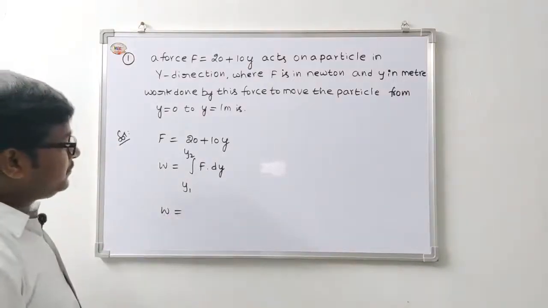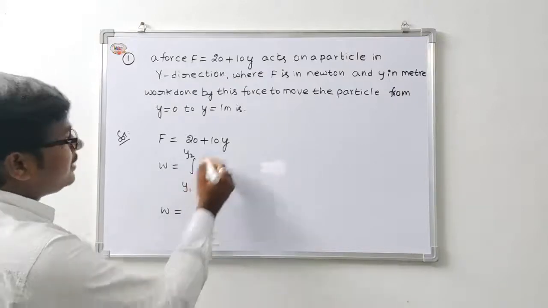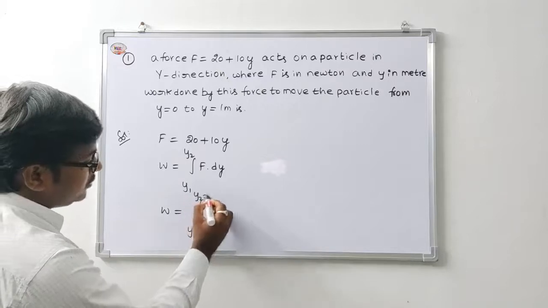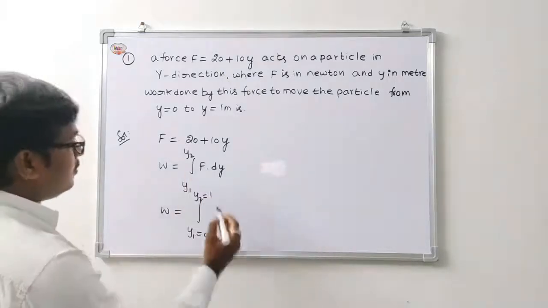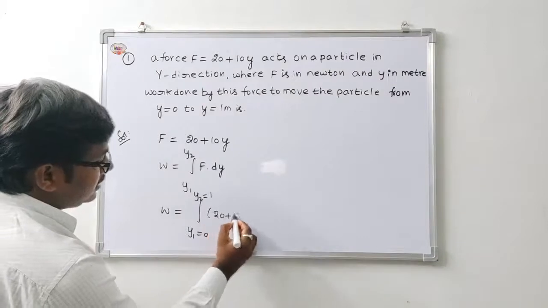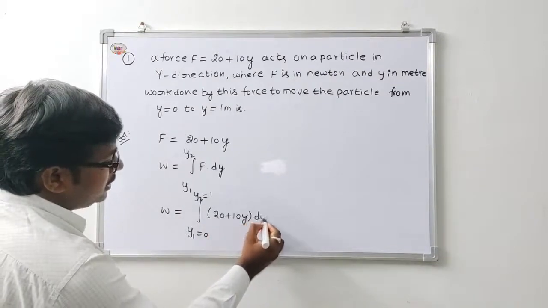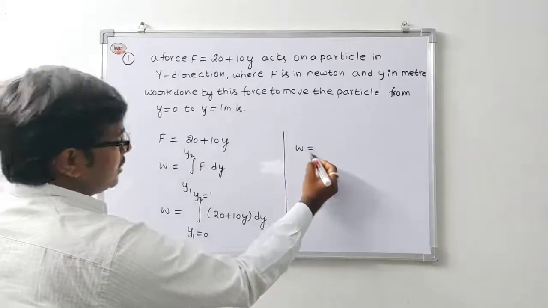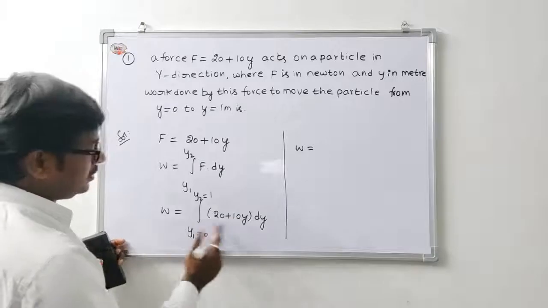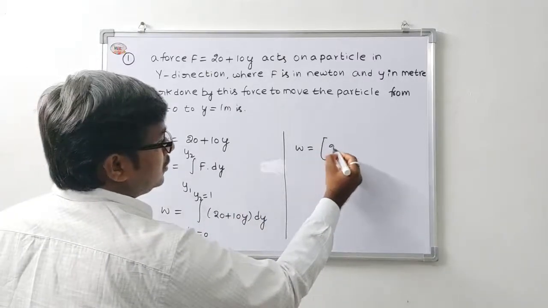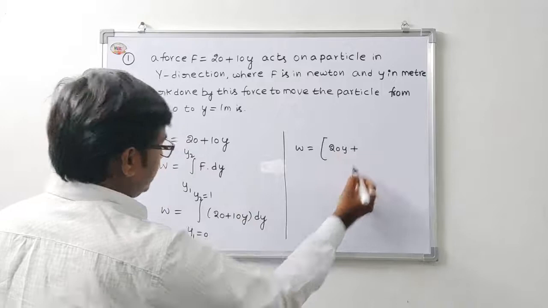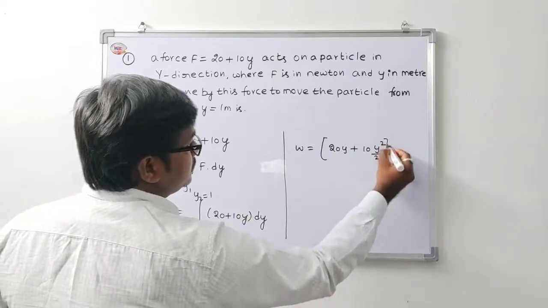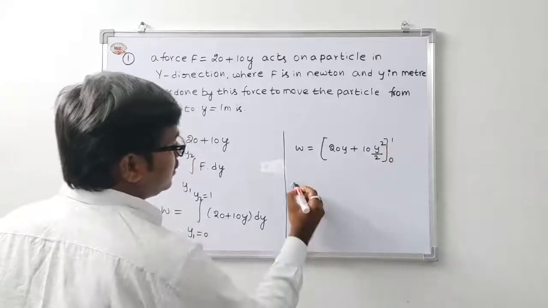Work done is equal to the integral with lower limit y1 = 0 and upper limit y2 = 1 of (20 + 10y) dy. Work done is equal to 20y + 10y square by 2, with limits 0 to 1.